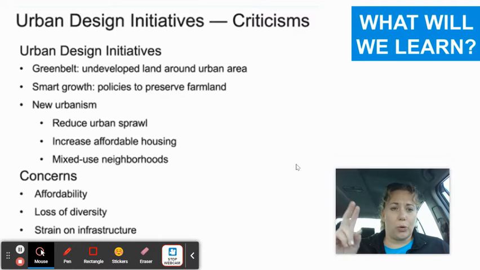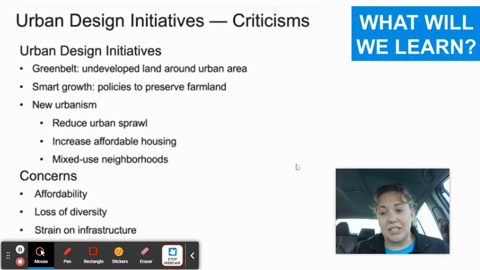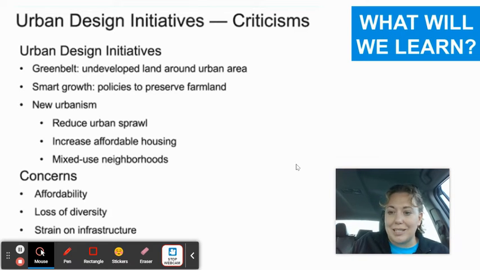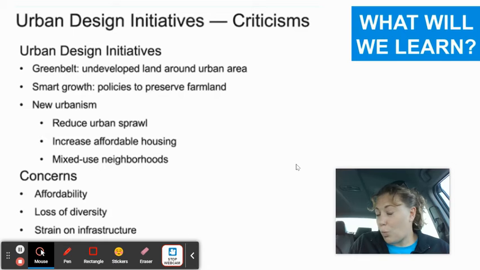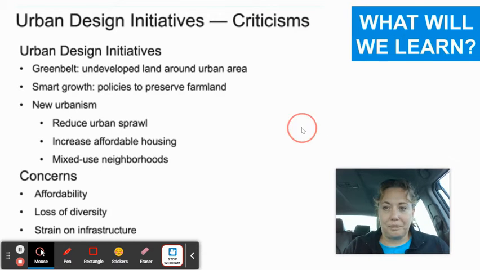Okay, what's the takeaway? Greenbelt, smart growth, new urbanism. So again, being intentional in making our cities sustainable. Obviously, the concern, these initiatives cost money, so making sure that they can be done affordably. Loss of diversity. So when we gentrify, which we're going to talk about in a minute, typically that pushes out people who are not upper middle class white folk for the most part. And then the strain on the infrastructure. So obviously, the existing infrastructure, the strains on that, and then how do we improve that?